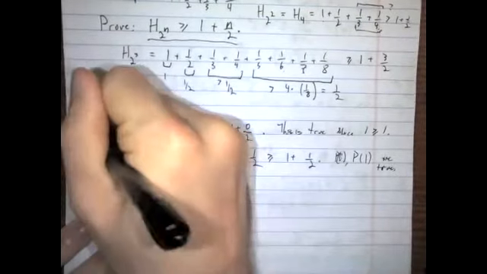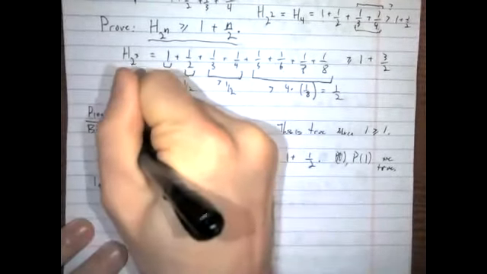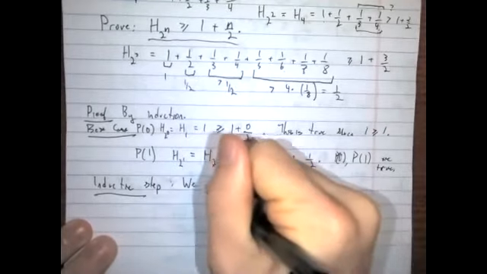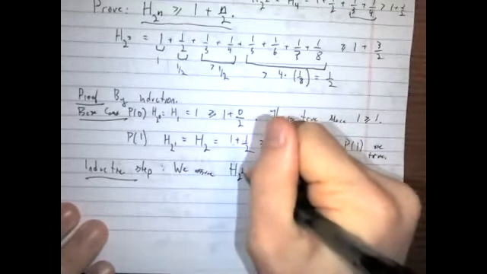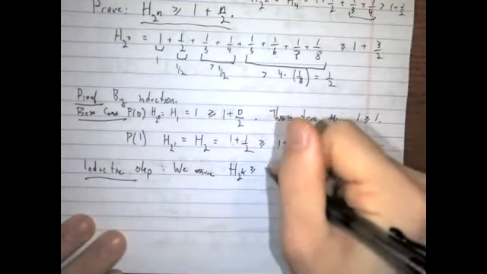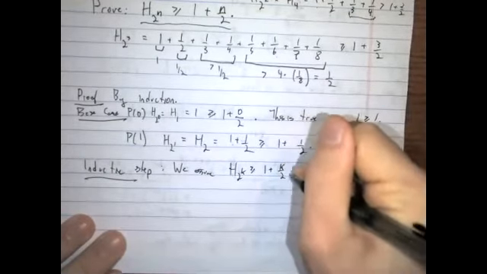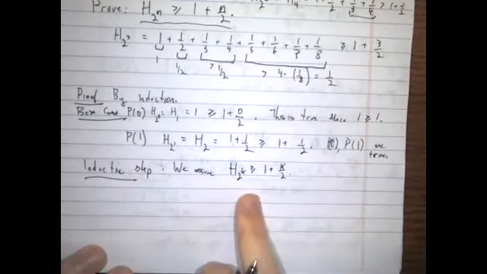The next step is the inductive step. Oh, I should have said base case, and underlined it. Inductive step. We assume that h of 2 to the k is greater than or equal to 1 plus k over 2. Is this indeed P of k? I think this is P of k.